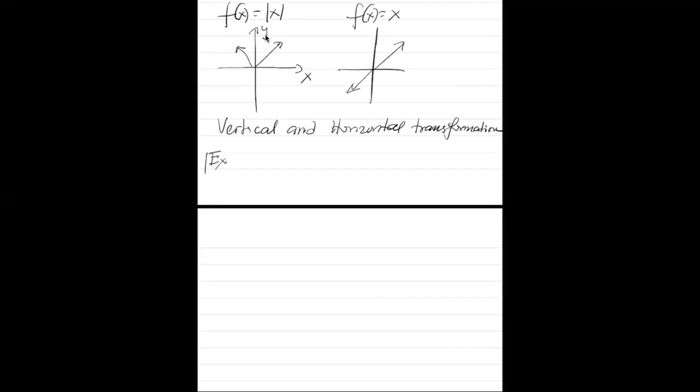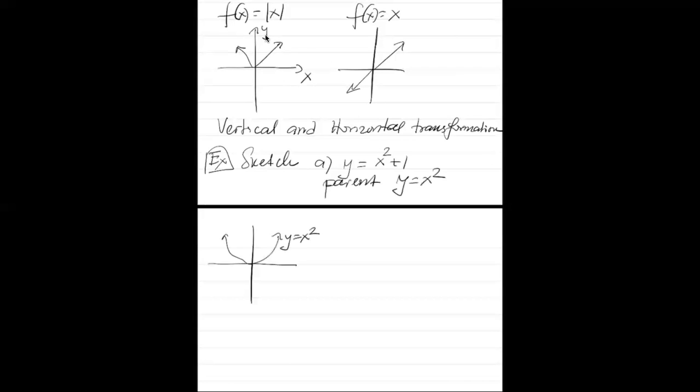Example. We want to sketch the following graphs. A, y equals x squared plus 1. So I recognize that the parent function is y equals x squared. I already know the graph looks like this. So this is my parent function. My function has plus 1, which means 1 unit up. So y equals x squared plus 1 will be the same graph, but 1 unit up.